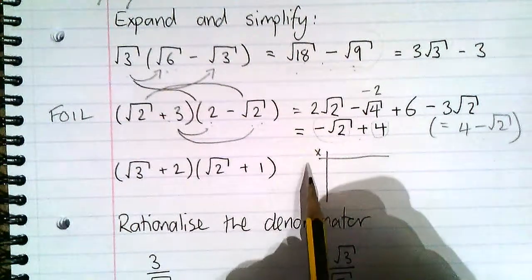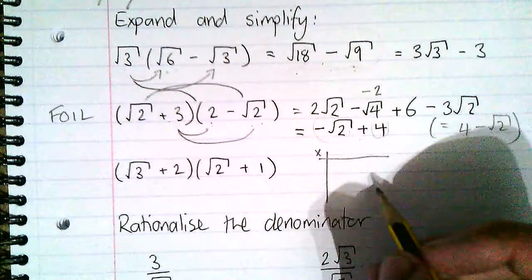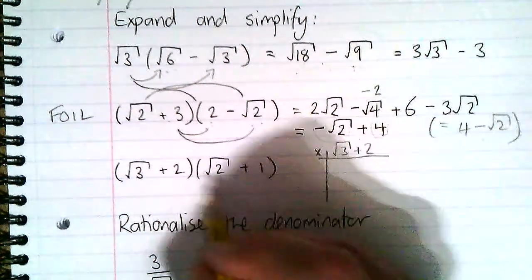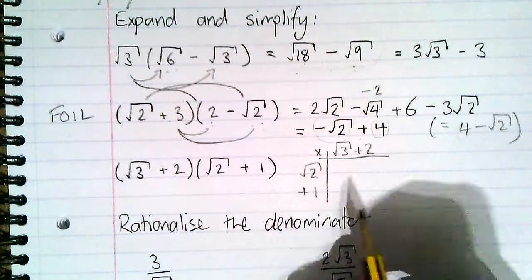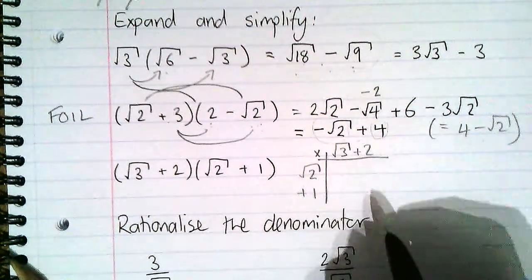2 times 5 is 10, 5 times 2 is 10, you get the same result irrespective of which way around you do the multiplication. So here we're going to put square root of 3 plus 2 across the top. I'm going to put square root of 2 plus 1 down the side. Again, like I say, if you want to swap those around and check to see if you get the same answer as me, then that's fine.